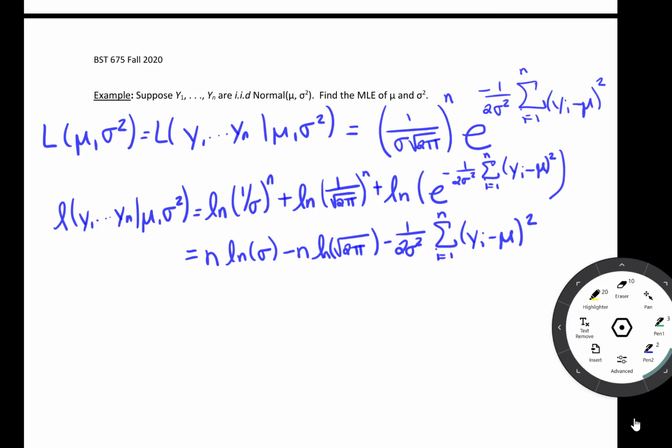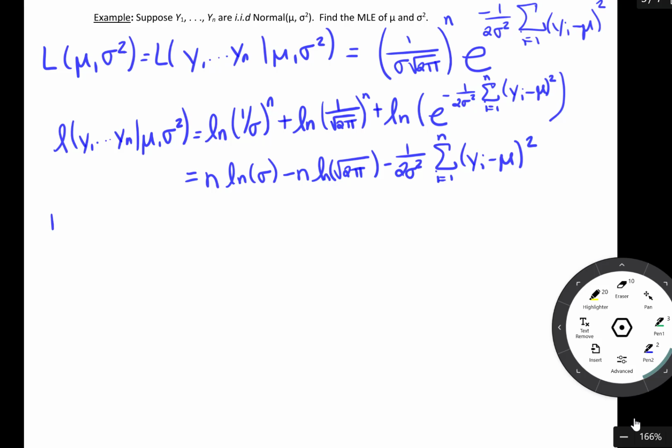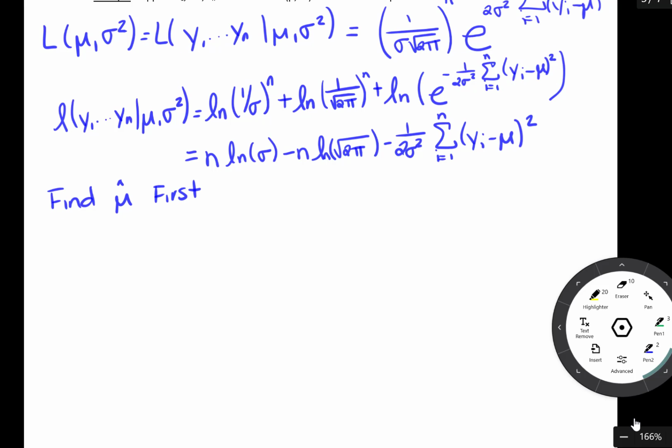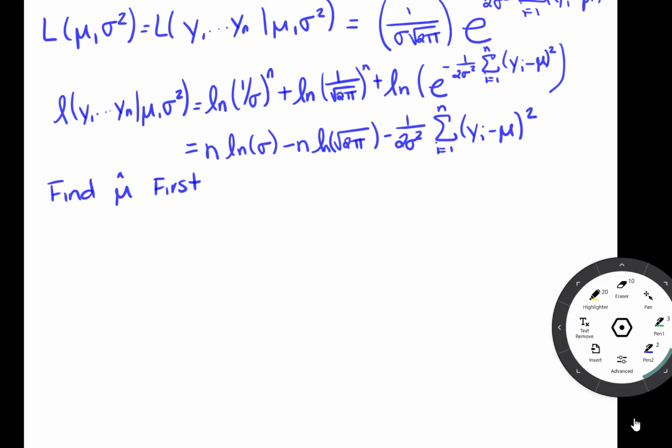Alright, so now that we have our log likelihood, we can go through and find the estimators for mu and sigma squared. So for each of these, for mu, we'll take the first derivative with respect to mu, and for sigma squared, we'll take the first derivative with respect to sigma squared. So we're going to find mu hat first. Right. So to do this, I'm going to take the first derivative of the log likelihood with respect to mu.